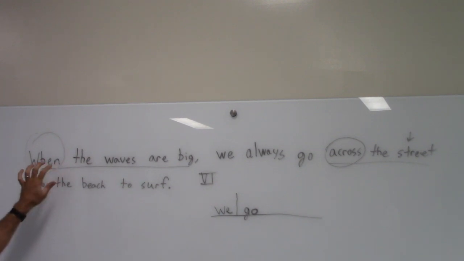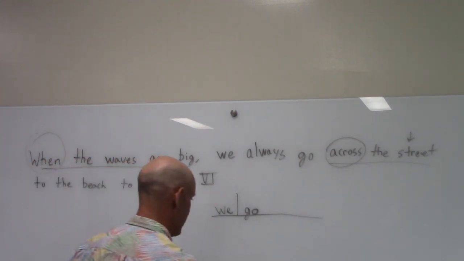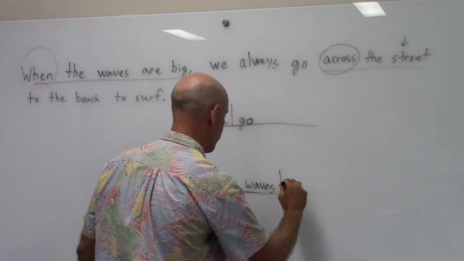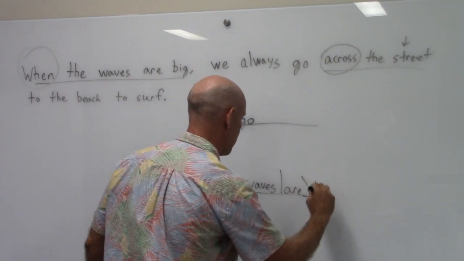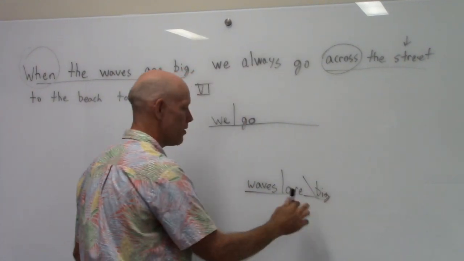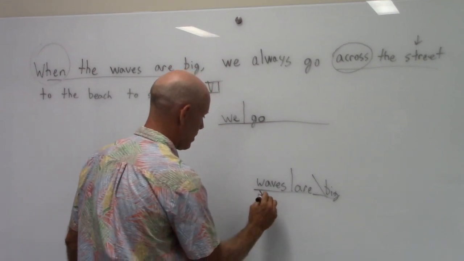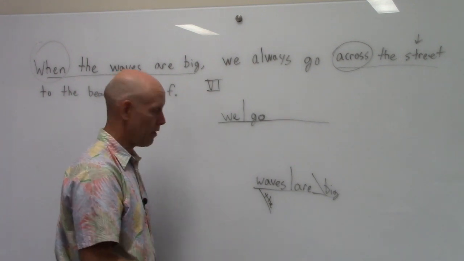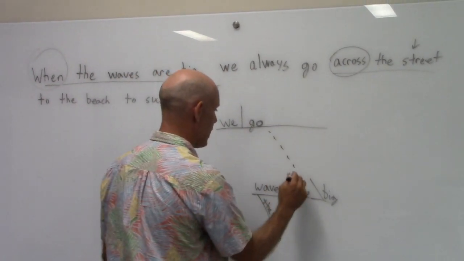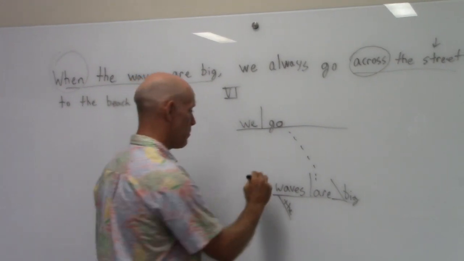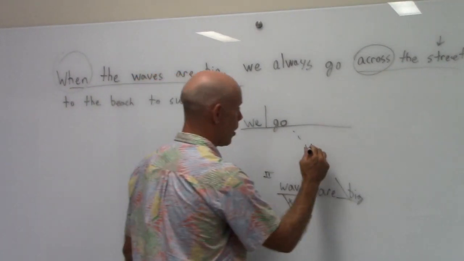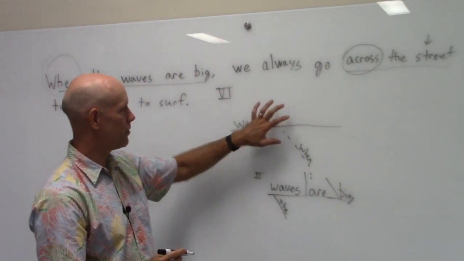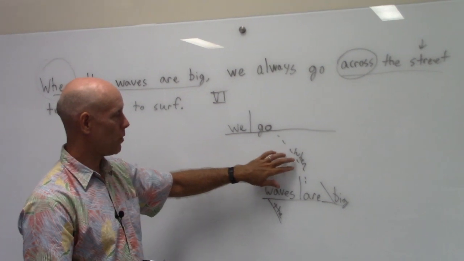Time. Right, okay. So that's going to go down here. Let's diagram that. Waves is the subject. What's our verb? Are. And big, remember what pattern that is? It's a B one, so it must be patterns 1, 2, or 3. When the waves are big. So this is pattern 2 with an adjectival subject complement down here. And our subordinating conjunction, when, which is the thing that connects our clause to the main clause, goes here.